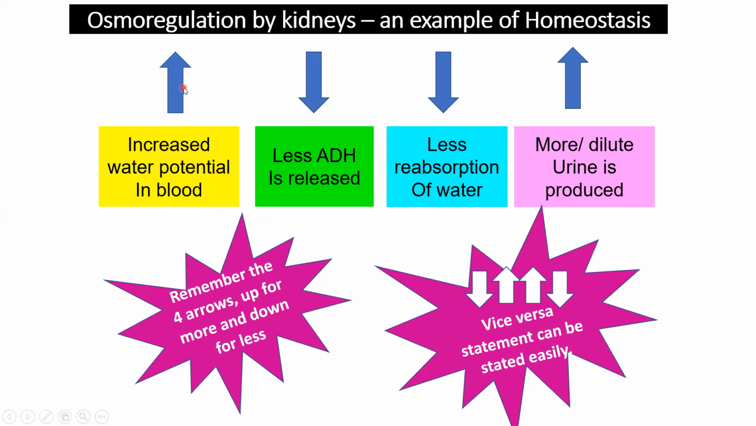So the two arrows at the border, call them guard arrows, are pointing upward. It means this arrow is for increased water potential in blood. And ultimately, as the water potential increases, urine production will also increase. How? Less ADH will be released, less water will be reabsorbed by the renal tubules, and ultimately more urine will be produced. And you have to do vice versa, opposite, reverse, and keep the labeling of the arrows the same way. If there is decreased water potential, then more ADH, more water reabsorption, and less urine will be there.